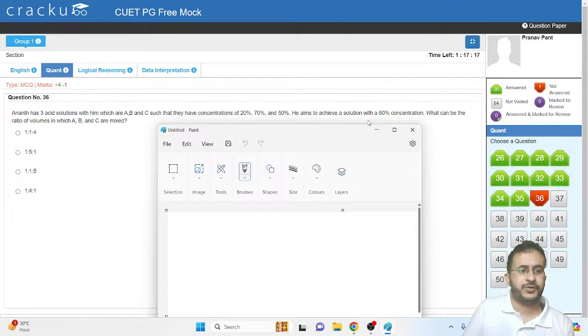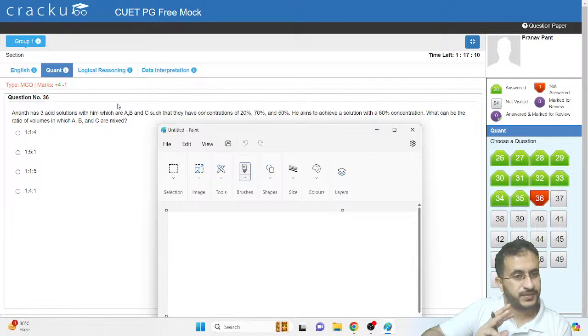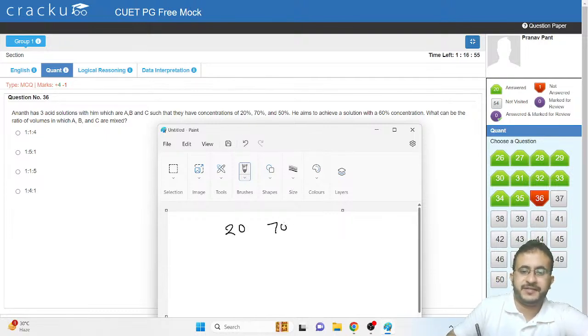Now in this case, you can find alligation using two elements, but with three elements it is difficult. We will use logic here. We have to make 60%. If we use too much of the 20%, it will be very dilute, because one is 20, one is 70, one is 50. If we use a very high amount of 20, it will be dilute and won't reach 60. So we have to use less of 20 and more of 70 and 50.